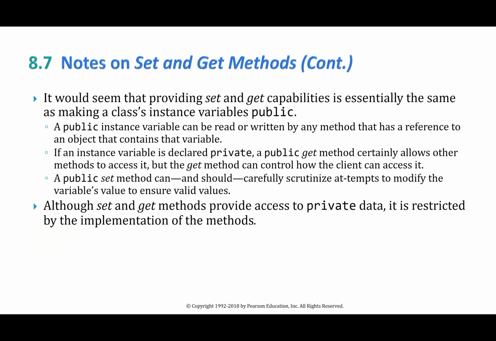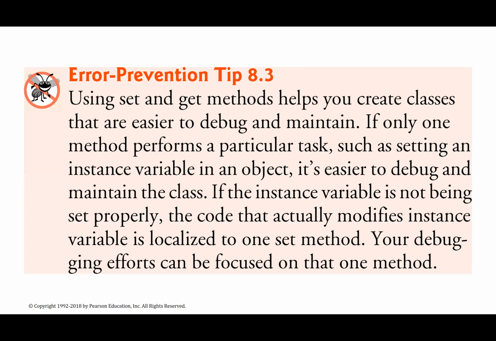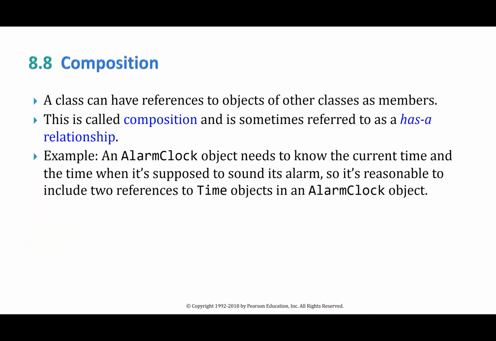Now, you might think that, as he says, that's essentially the same as making the class instance variable public, but it isn't, because I can write code in there that limits what the user can do or how the user gets to it when you actually do that. So it's really limited by the implementation in the methods, which is a good thing. Using setter and getter methods helps you to create classes that are easier to debug and maintain. If only one method performs a particular task, such as setting an instance variable, it's easier to debug. Okay, and so we really want to look at that.